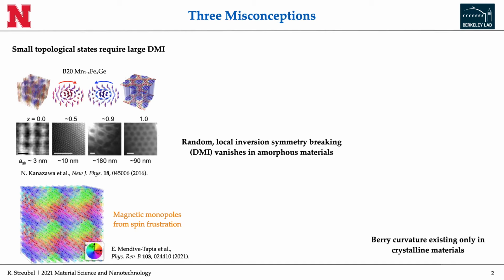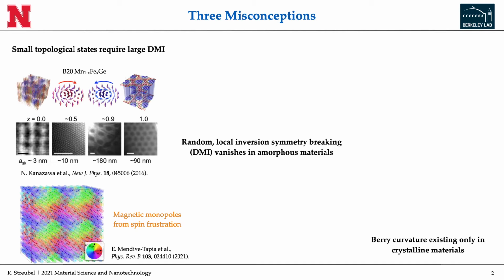And this was always puzzling to the community until ab initio calculations revealed that those topological cubic structures can actually be simulated only by vector spin frustration without any Dzyaloshinskii-Moriya interaction. So we can also stabilize small topological states without DMI, which in some cases are even smaller and therefore better for fundamental magnetic research, as well as for spintronics applications.